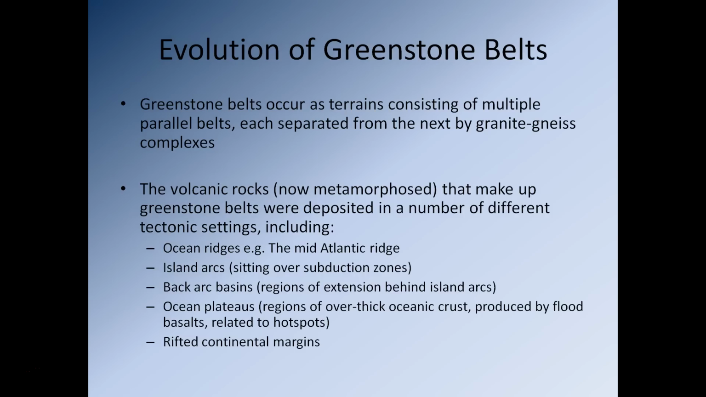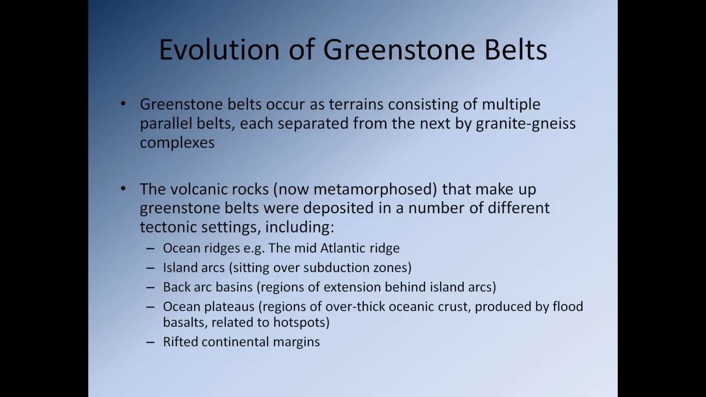So the next question becomes, well, how did greenstone belts actually form? Well, greenstone belts occur as terrains which consist of multiple parallel belts, each separated from the next by a granite gneiss complex. So if you remember a couple of slides ago, we saw that map of greenstone belts in Canada. Essentially, all the greenstone belts are orientated approximately parallel to each other, and they're all separated by these granite gneiss complexes. So when we try and explain the formation of greenstone belts, we have to be able to explain that alignment.